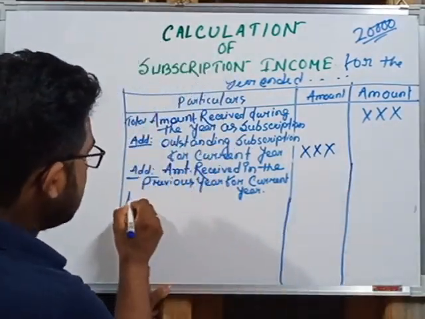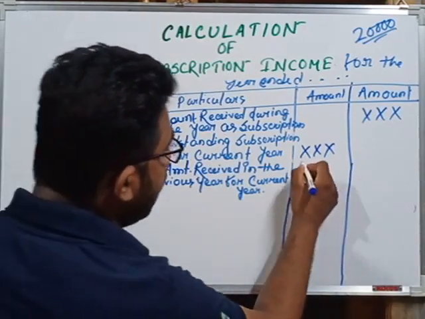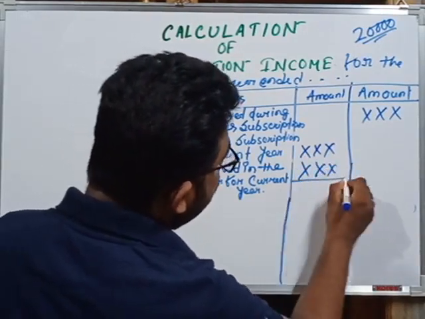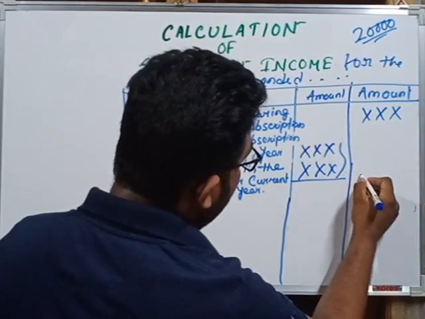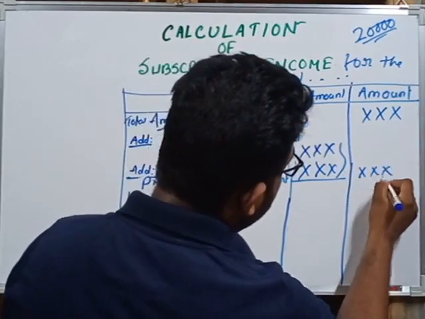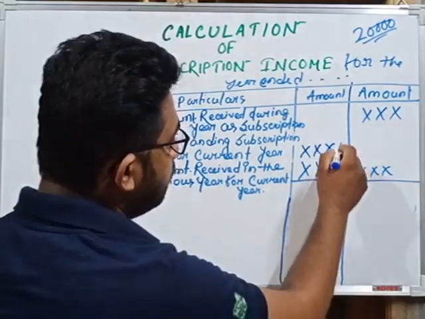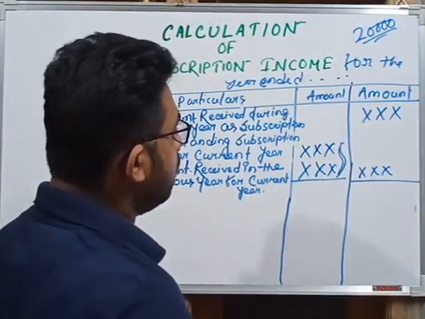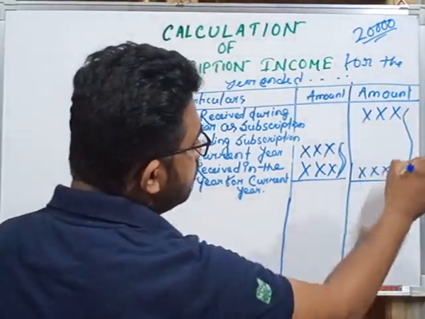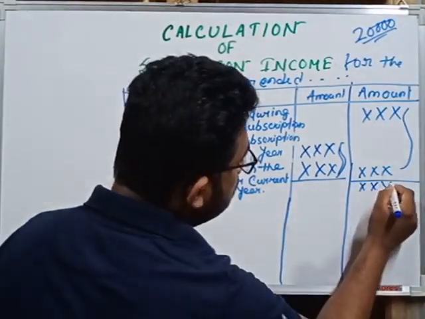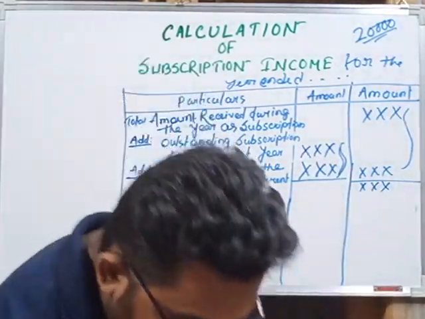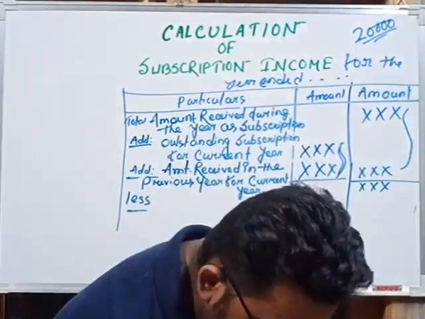Next we less some items. Okay, so after adding these two, we will add both this amount here. We will transfer this amount to the final column after adding these two items. Okay, and add these two items. Next we are going to less some items.